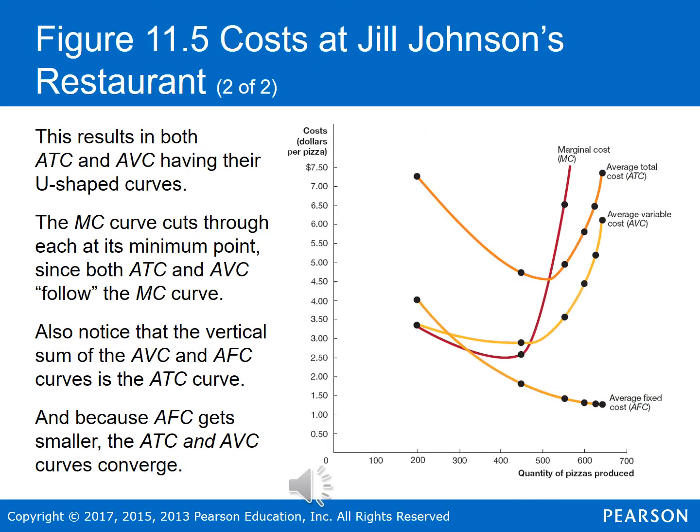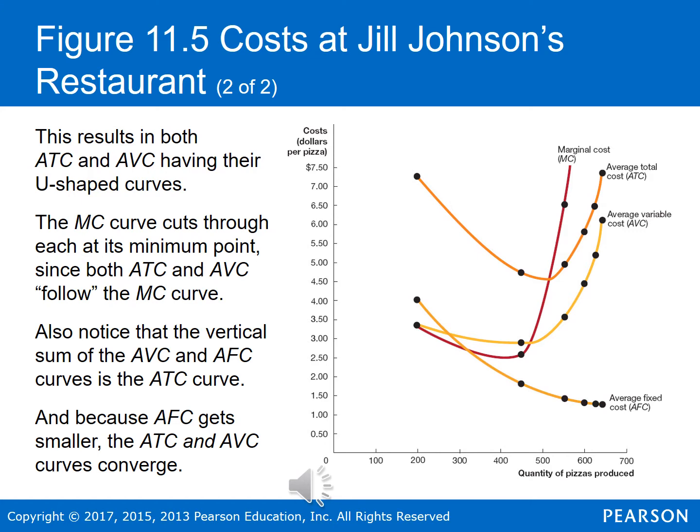Now the average total cost, the average variable cost, and the marginal cost are all U-shaped. The marginal cost crosses the average total cost and the average variable cost at both of those curves' minimum points. Now this isn't happenstance. This happens based on their mathematical relationship. As output increases, the average fixed cost is going to decrease, so it has a downward sloping curve.